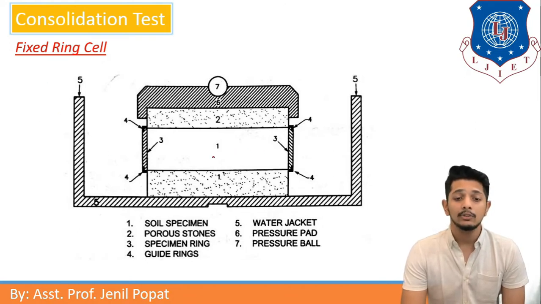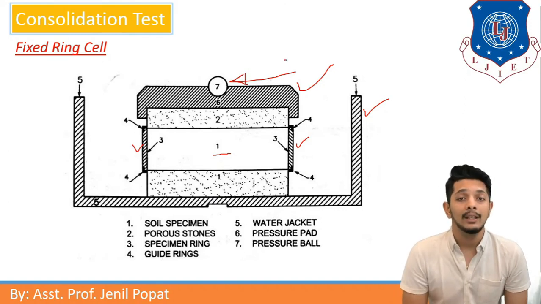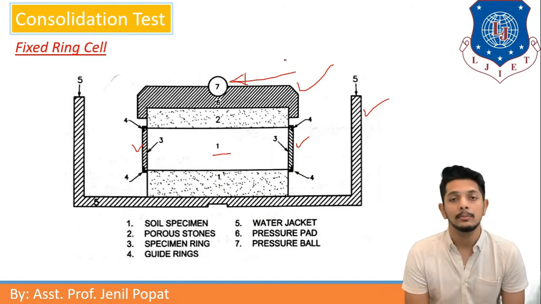Here also the soil specimen is kept in between porous stones, and here the specimen ring and guide rings are also provided, like here as I am showing this. The specimen ring and guide rings are provided. Furthermore, it has water jackets and a base, the same as item number 5. Furthermore, the pressure pad, item 6, is showing, and at item number 7 there is a pressure ball. Again, the ball will be providing axial loading to the soil specimen.